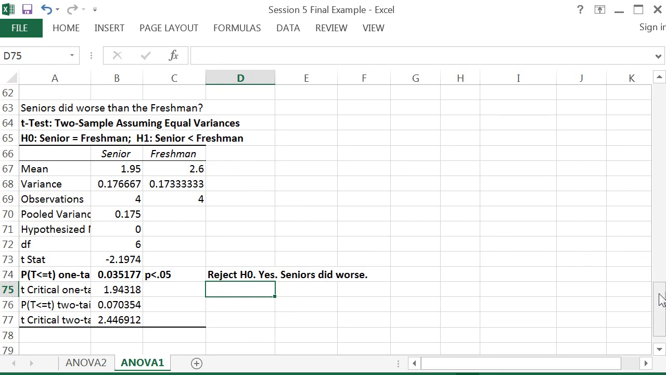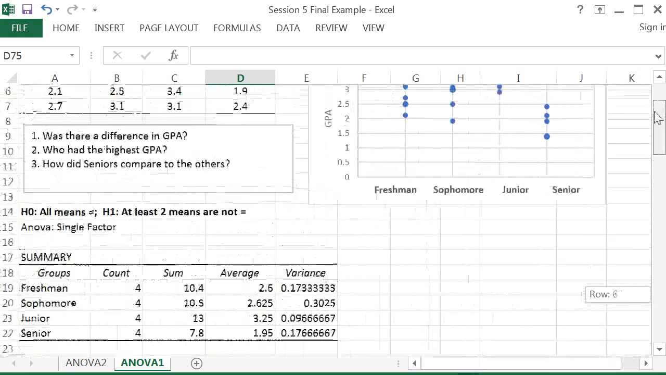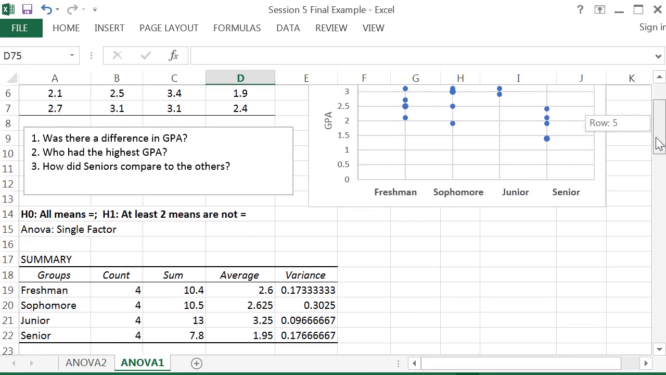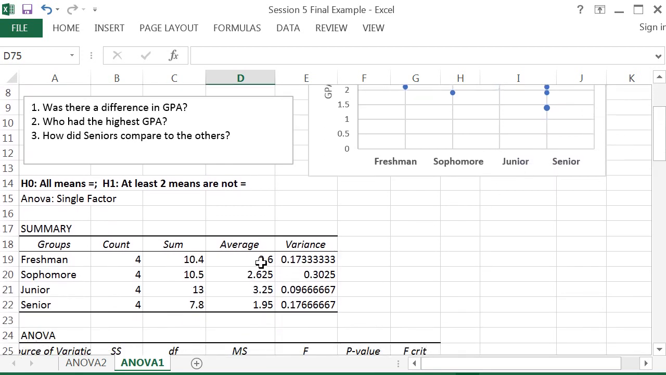So now we know what happened here. We know that, just like on the graph here, seniors did the worst because they did worse than both the freshman and sophomore. Juniors did the best because they did better than freshman and sophomore. And freshman and sophomore were not statistically different. So you want to do something very similar in your problem. The graph can give you an idea of what to do, or you can run the ANOVA and look at your means and try and decide from your means. You're not required to do the graph.